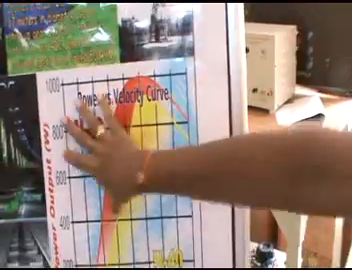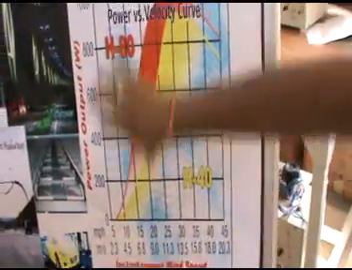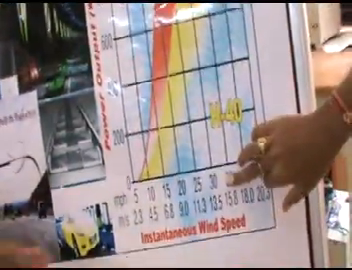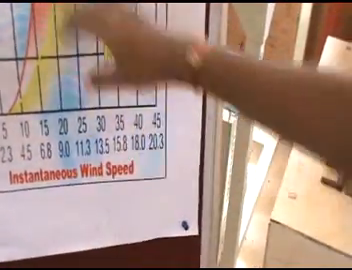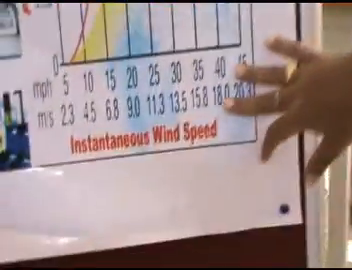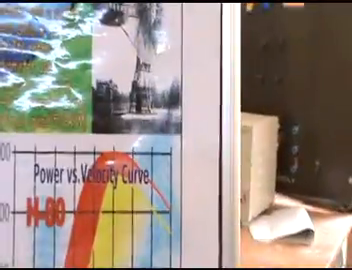This is the graph of power versus wind speed. When wind speed increases, power also increases, but only up to 15.8 meters per second, and then power decreases because the blades cannot face that much wind. In our country we have 2.3 to 4.5 meters per second, and other countries have more than our country, and the maximum wind speed is 20.3 meters per second.